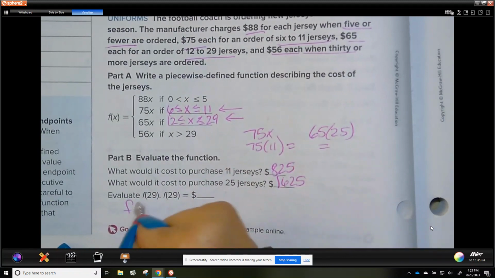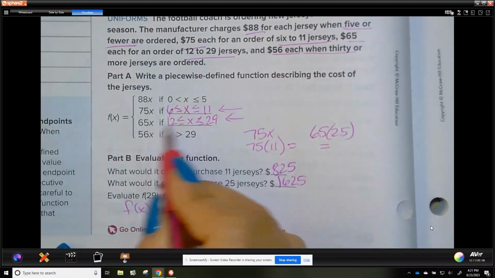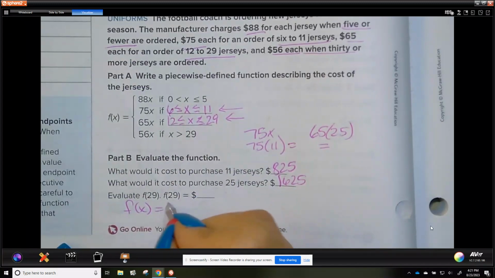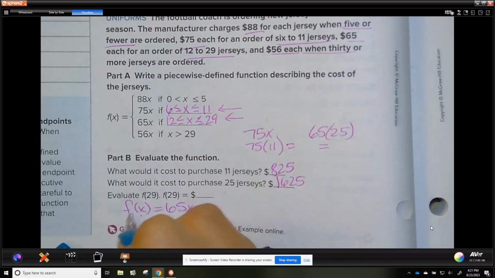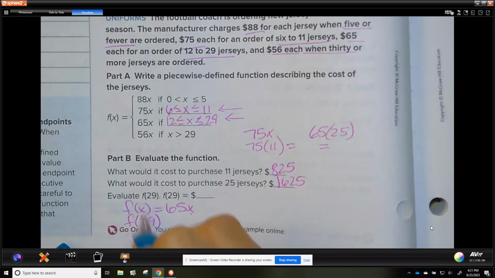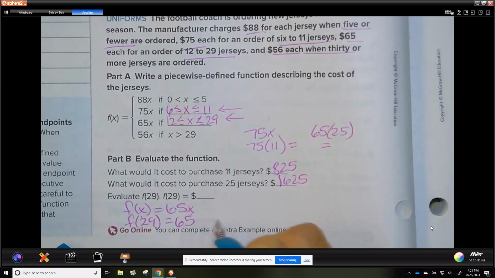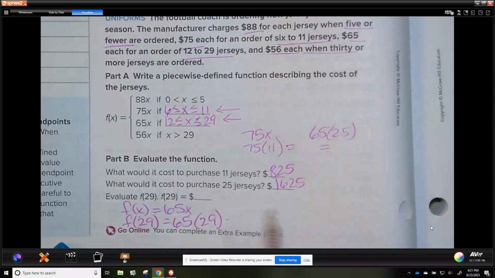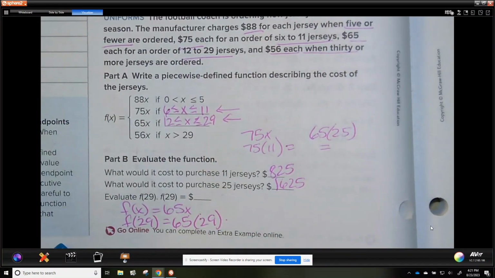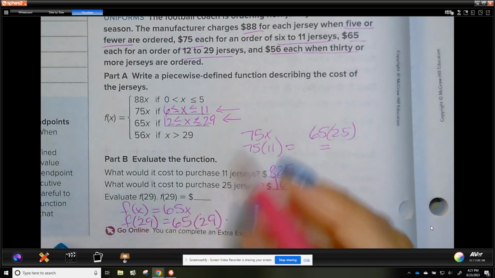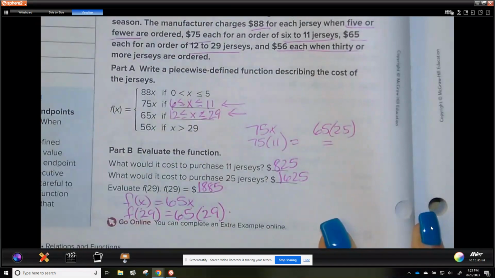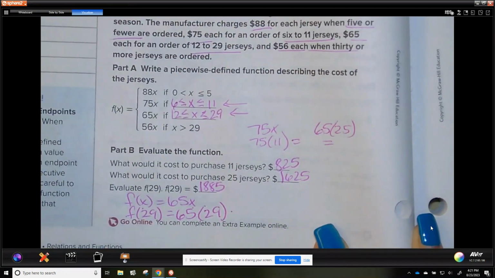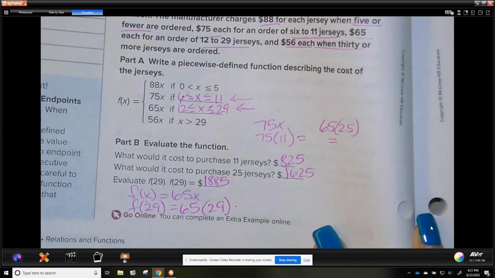The last one is written a little differently, although it's asking the same thing. So f of x, I'm going to look at 29 because that's what they're using, 29, is 65x. So where the x is, this one is asking what's f of 29. So we're going to do 65 times 29, and we get 1885. Okay, so you don't have to do a graph for this one. You're just writing out the amounts. This is like number 5 in your assignment.